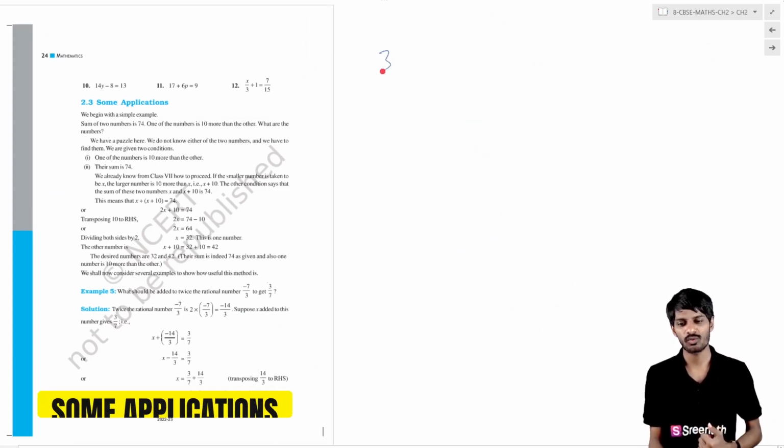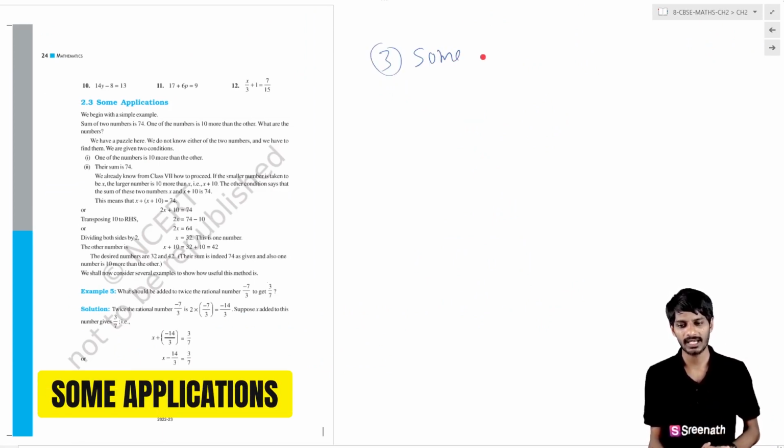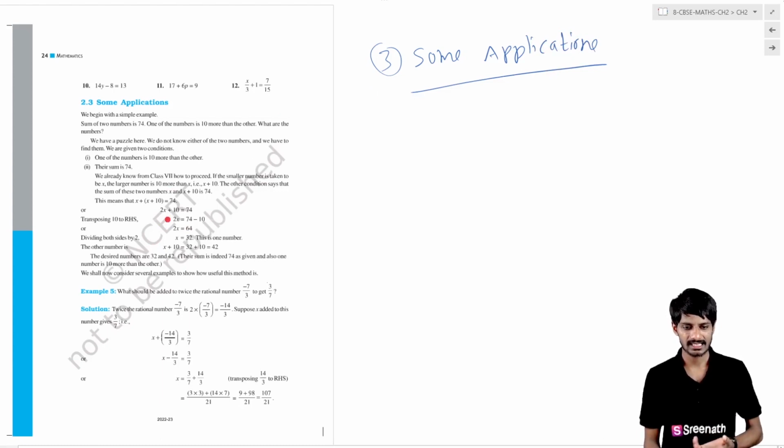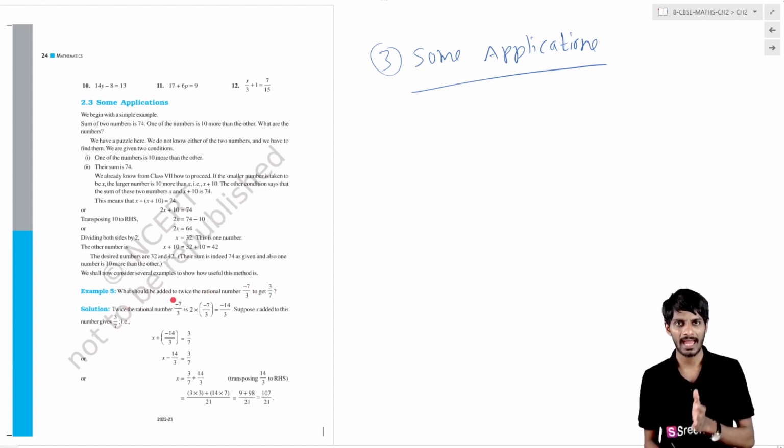We completed it. Now what is the third topic? That is some more applications of the second topic. So here is an example you can take. Here is an example. What should be added to twice the rational number to get 3 by 7? So what should be added?